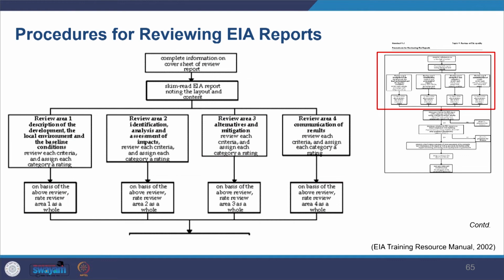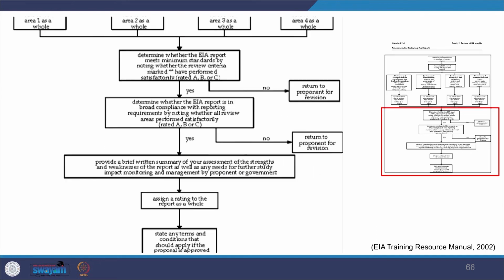So review area 2: identification, analysis and assessments, alternatives and mitigation, communication of the results. So all these areas, how you are describing, how you're identifying, how you are looking at the alternatives, how you're communicating the results, all become very important to how your report will be evaluated for its quality. So you see how, yes or no, you look into all these segments here. So this is the kind of checklist which is used in Zimbabwe for their reviewers.